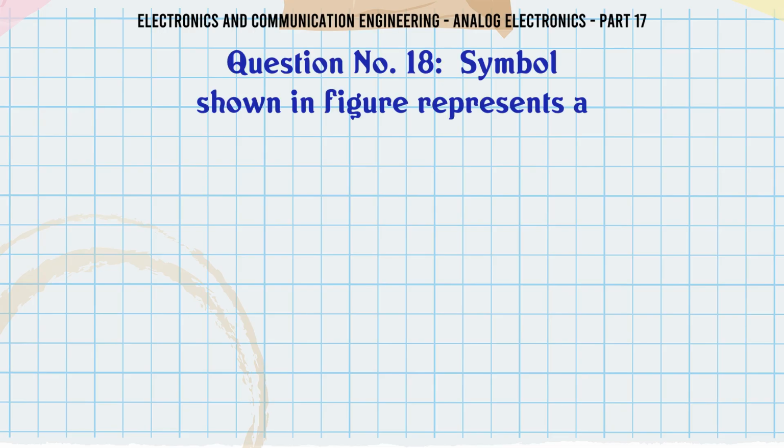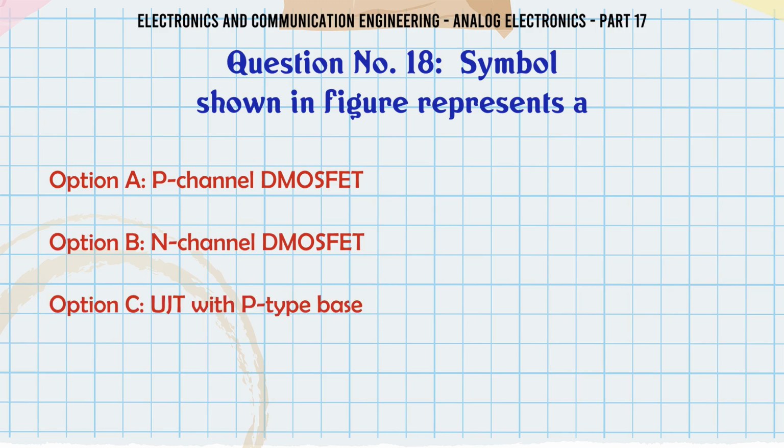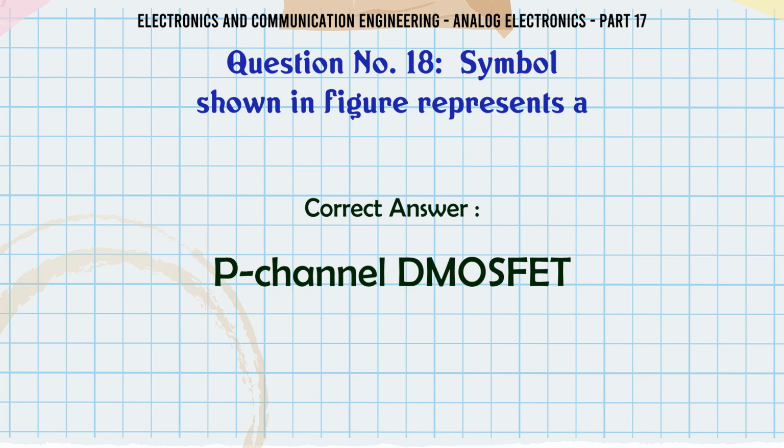Symbol shown in figure represents A. P-channel MOSFET. B. N-channel MOSFET. C. UJT with P-type base. D. UJT with N-type base. The correct answer is P-channel MOSFET.